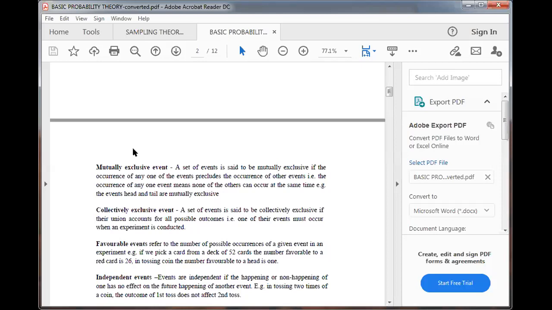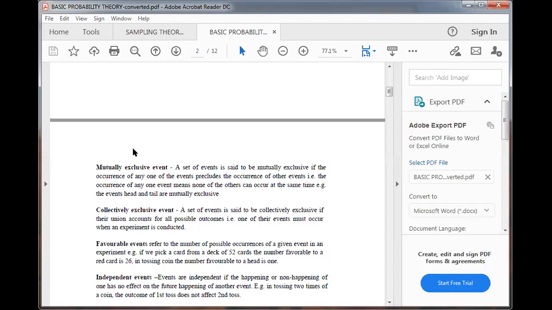Then we have what we call collectively exhaustive events. Collectively exhaustive events are actually similar to the sample space. It is a collection of all the possible outcomes in an experiment. Then we have the favorable events, which refers to the number of possible occurrences of a given event.